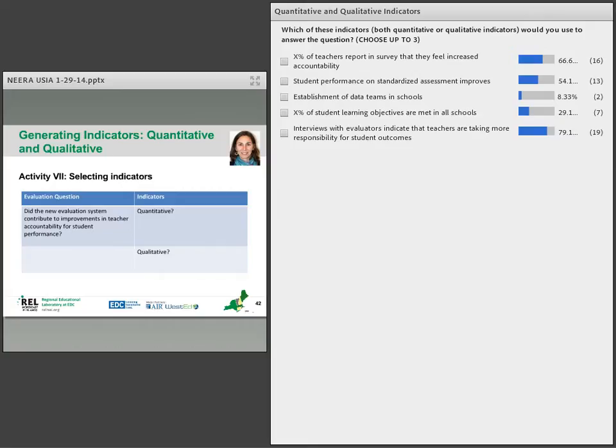We have student performance on standardized assessments improved. So that's another indicator. That would probably be a more long-term indicator, but certainly that's the objective down the road, that if teachers are taking more accountability for student performance, student performance on standardized assessments would improve.